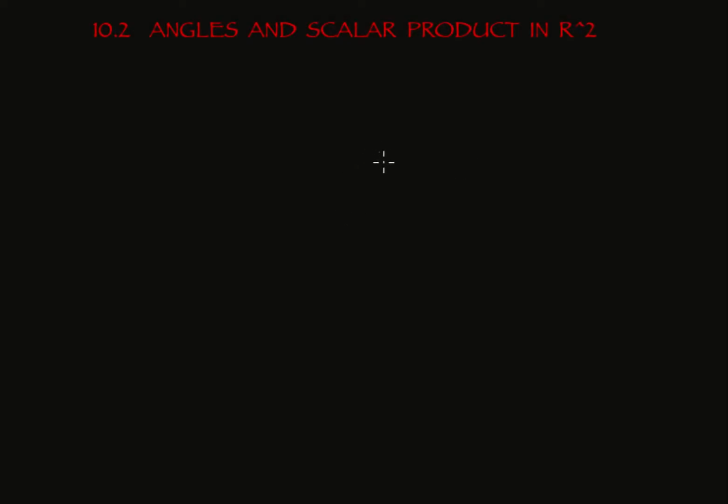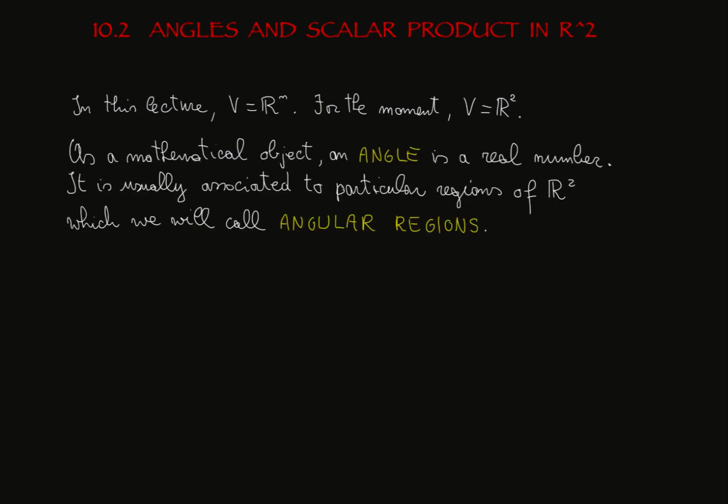We're going to talk about angles and scalar product in R2 and the relation between them. In this lecture, V is going to denote Rn. For the moment, V will be just R squared. As a mathematical object, an angle is a real number. It is usually associated to particular regions of R squared, which we will call angular regions. So to an angular region, there is associated the real number called angle of the angular region.